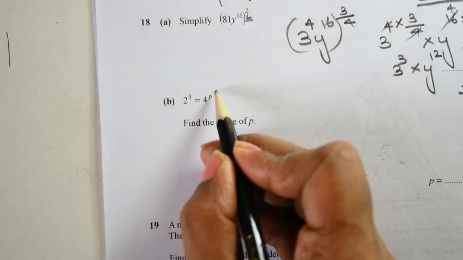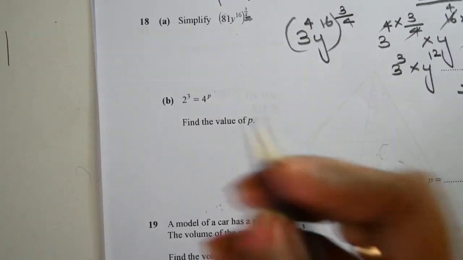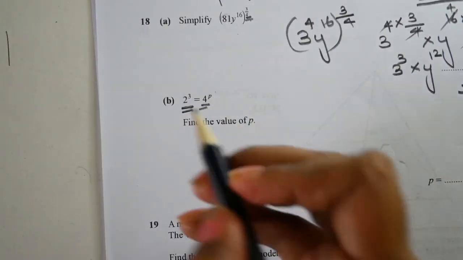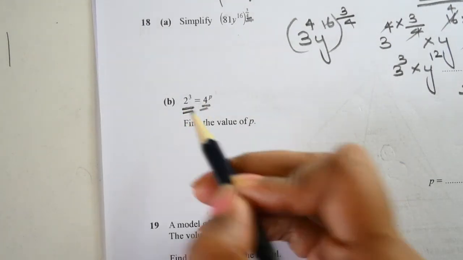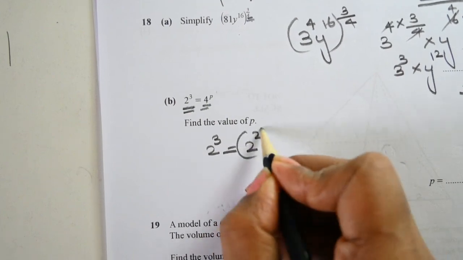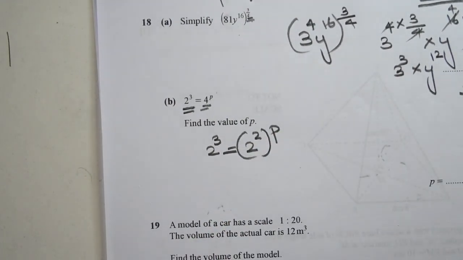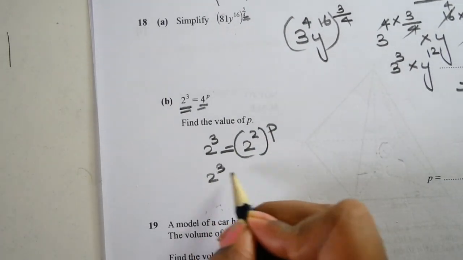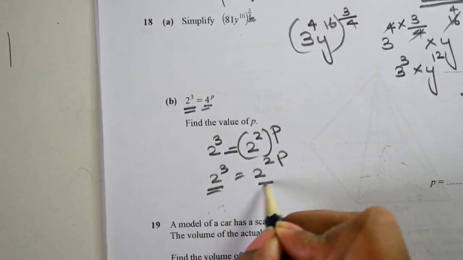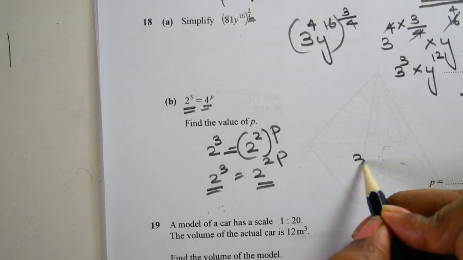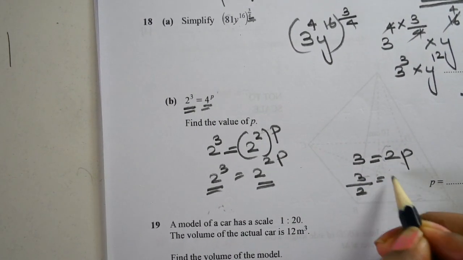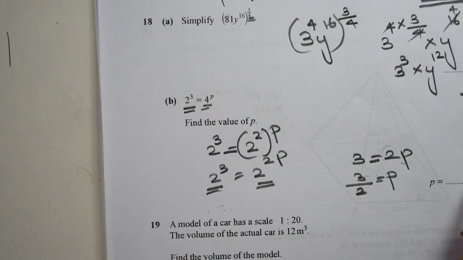2 cube is equal to 4 power p. Have to find out the value of p. If it is 2 here, this side also you have to make it 2. You know, 2 square is 4, right? So 2 cube is equal to 2 square the whole power p. Okay, so 2 cube is equal to, just multiply the powers, 2p. So the base is same, so 3 is equal to 2p. So 3 by 2 is equal to p. So the answer is 3 by 2.